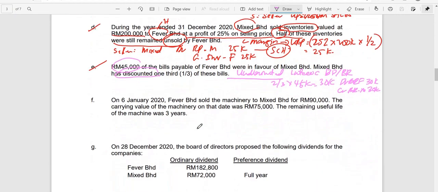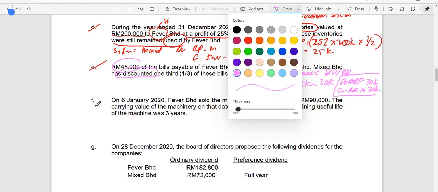Next is the item F, but this one will not affect your schedule. All of this will affect the CSoFP, so we will do that last. Next is the next item, which is F.